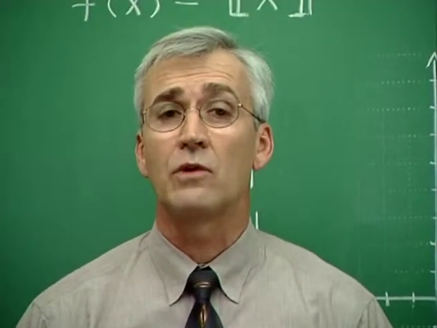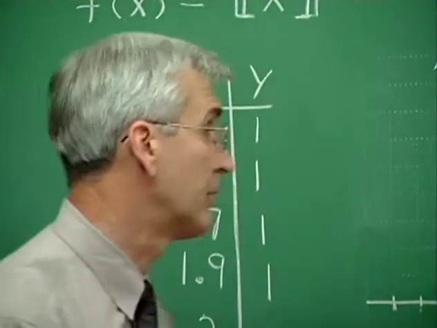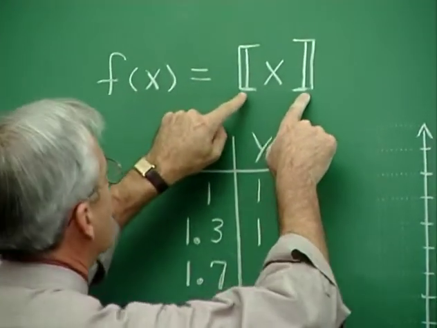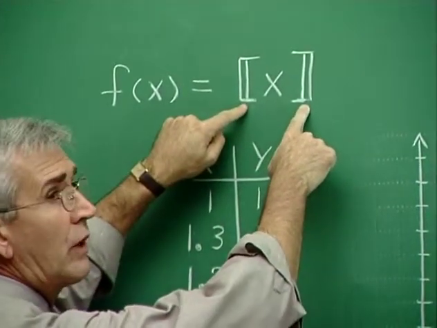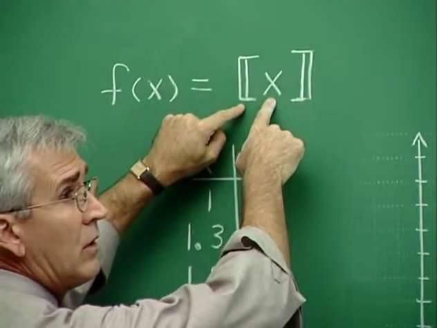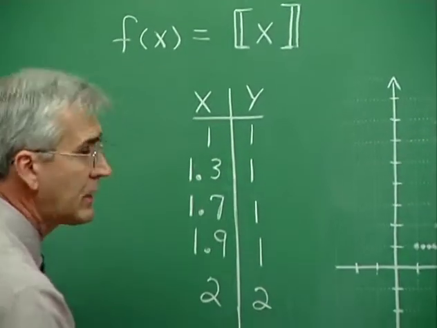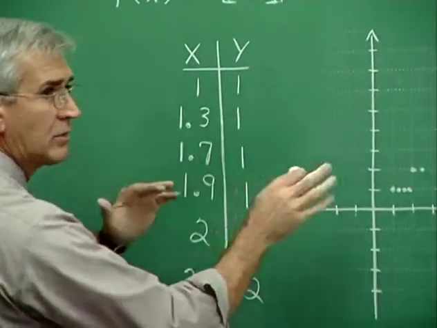This function involves a rather peculiar notation, and the graph of the function is rather peculiar as well. This notation is the notation for greatest integer, so this would be read the greatest integer in x. Now, the interpretation of it can be explained by looking at a table of values. Suppose I wanted to plot some points.